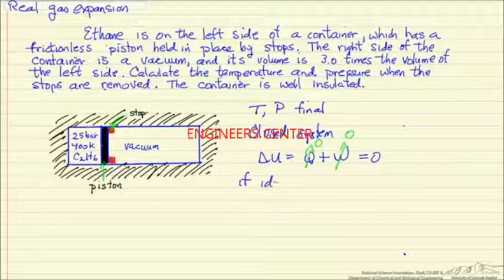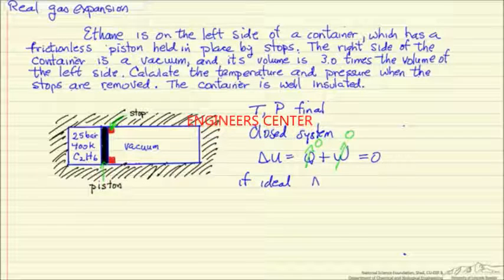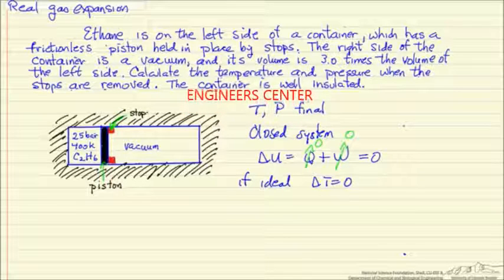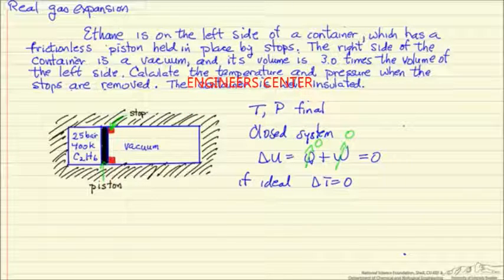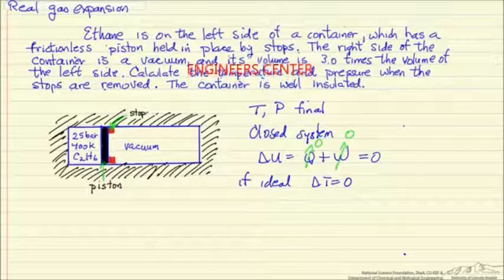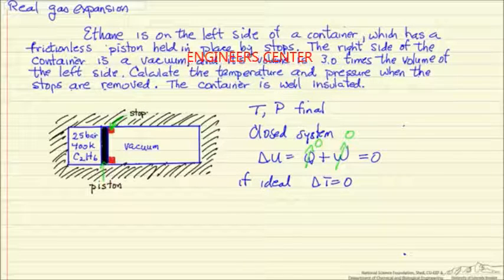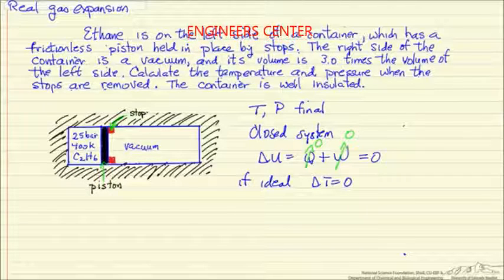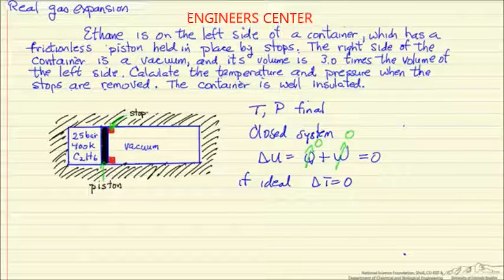If this were an ideal gas, delta U equals 0 means delta T equals 0. However, because it's a real gas, that's not the case. We're changing the interactions between the molecules as we lower the pressure. And so what we're going to use is the Peng-Robinson equation of state.